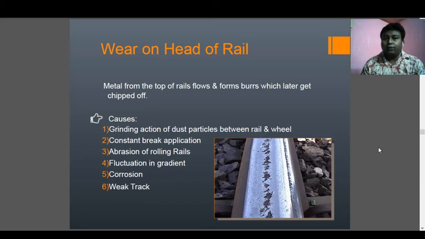The metal from the top of the rail flows and forms burrs which later get chipped off. Causes include grinding action of dust particles between rail and wheels, constant brake application, abrasion of rolling rails, fluctuation in gradient, corrosion, and weak track. So these are some of the causes or factors responsible for wear of the rails. One of the important ones is abrasion and corrosion. This abrasion and corrosion effect is one of the vital reasons for the wear of the rails on the head part.